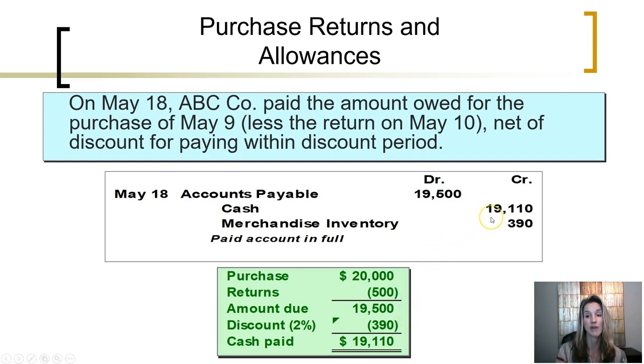So we're going to credit cash for the amount of cash used to pay for the purchase. We are going to decrease the liability account because the entire remaining liability is being paid off. And we are going to decrease inventory by the $390 discount off of the original purchase invoice.